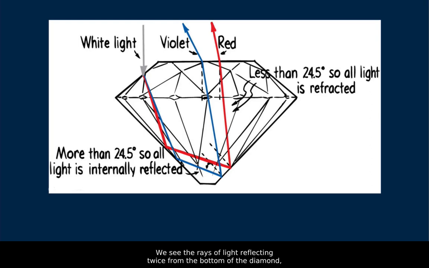We see the rays of light reflecting twice from the bottom of the diamond, where light undergoes what we call total internal reflection.